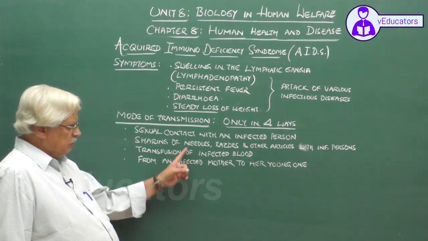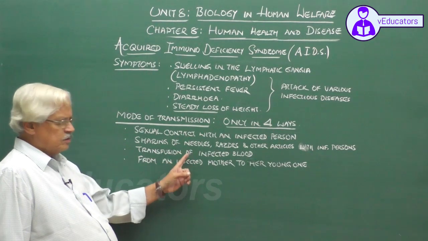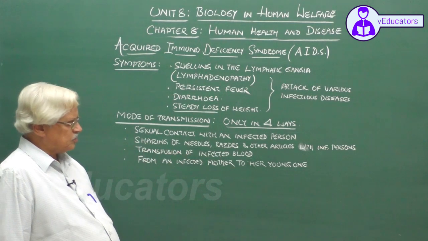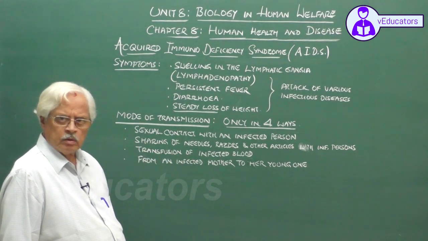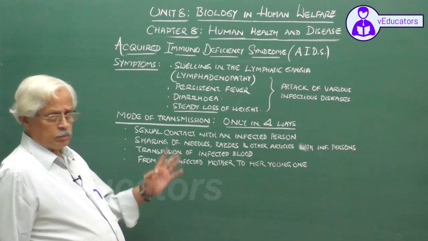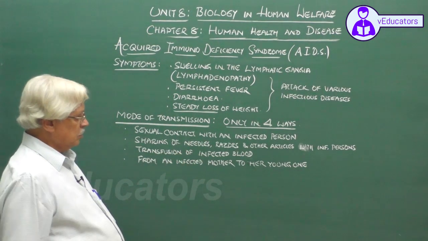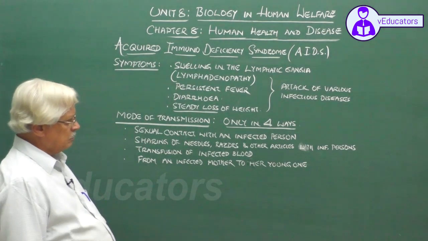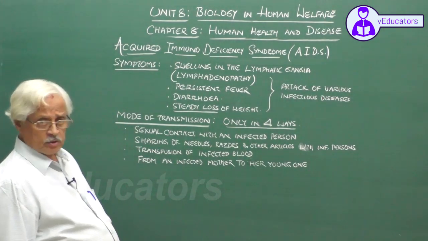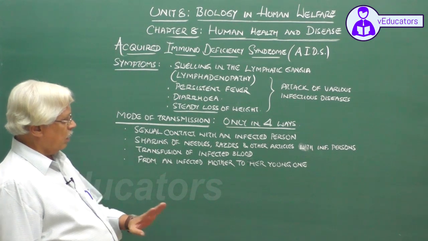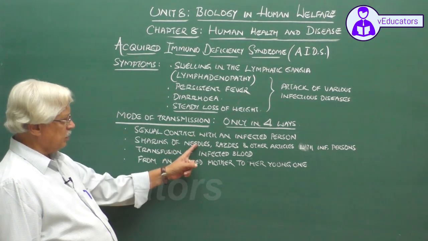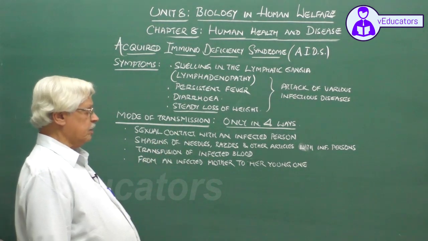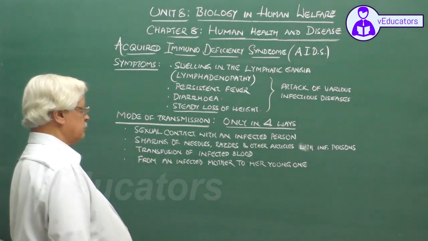These are the only 4 ways by which HIV spreads. There are a lot of misconceptions about the spreading of HIV, about AIDS, that if you share food with them, if you shake hands with them, AIDS may be passed on and all that. All of them are wrong. These are the only 4 possibilities of HIV getting infected from one person to another.